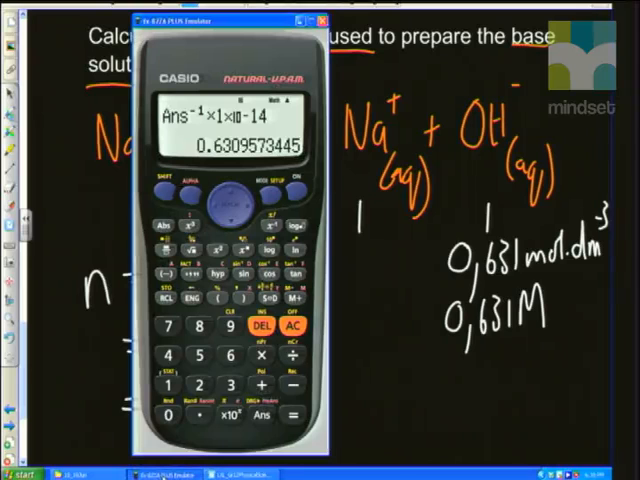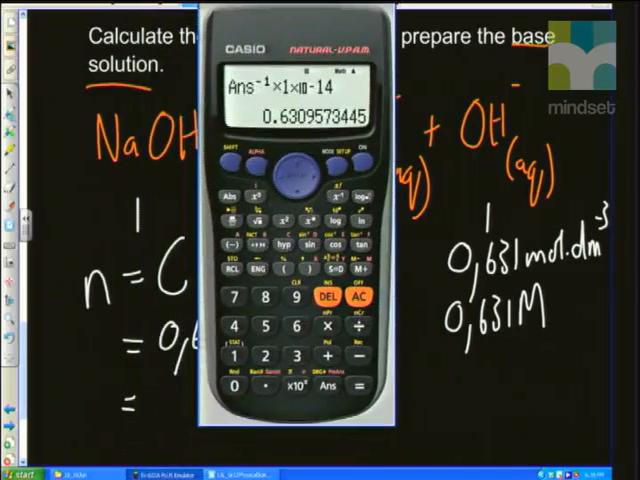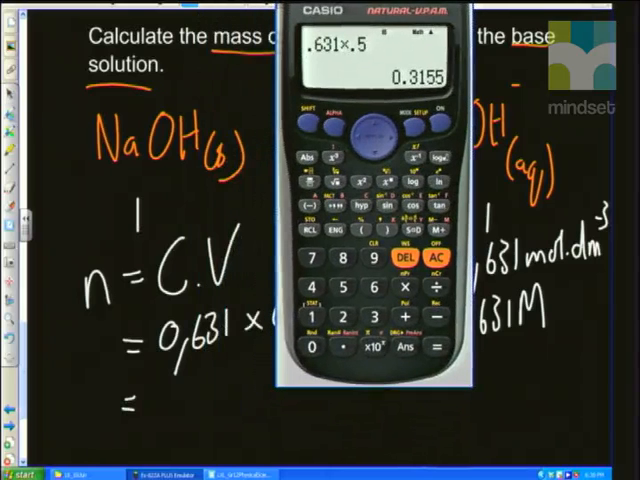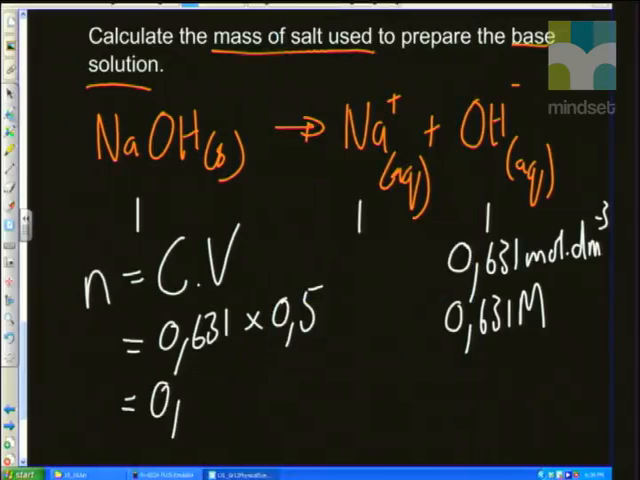So let me do that. 0.631, I'm not going to use that because it's got too many decimal places. 0.631, I'll use the 3 decimal places because I was given it, times 0.5 for the decimeter cubed container, and I'm told that I've got 0.315, and I'm going to work to 3 decimal places, and I'm going to say 0.316 moles. That's the number of moles I've got.